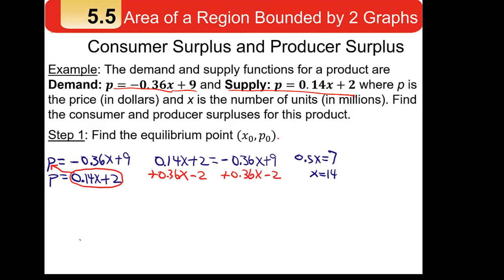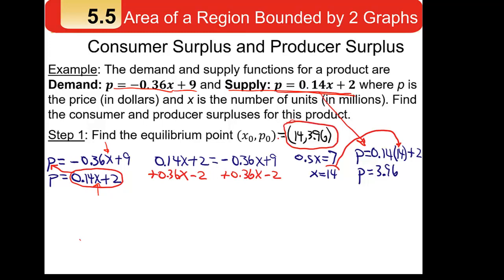Now you've got to plug that in and find P. You can plug it into either place. It should give you the same answer if you haven't made a mistake with the equilibrium point. So you can plug it in here or you can plug it in here, whichever you think is easier. I chose the bottom one. If you plug 14 in for x in the bottom one, you get 0.14 times 14 plus 2, and that comes out to 3.96. So the equilibrium point for this problem is (14, 3.96).